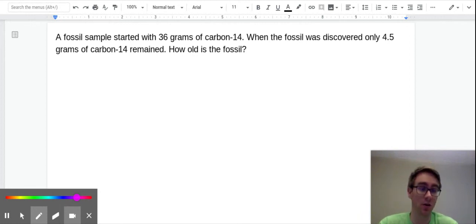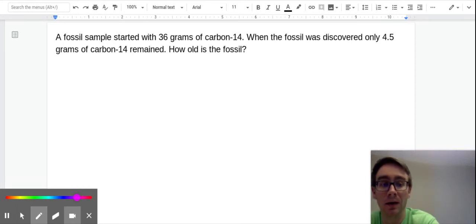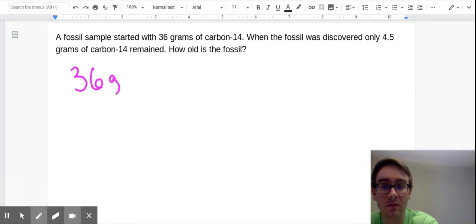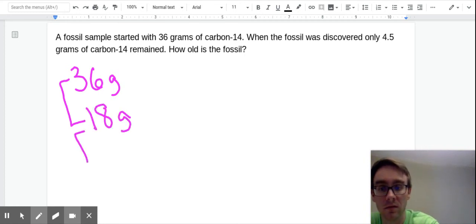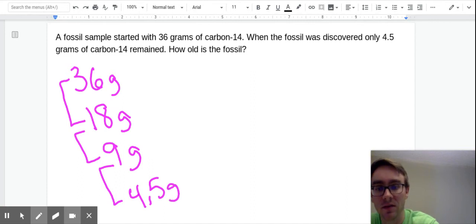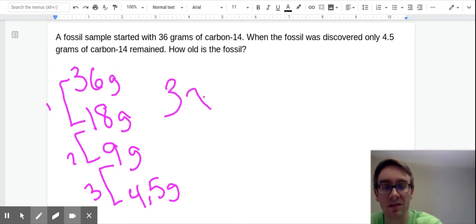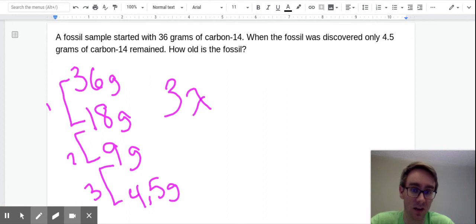All right, let's just go through that same technique again. Let's see how many half-lives. So 36 grams to go to one half-life would be 18 grams, down to 9 grams, 4.5 grams. So we have 1, 2, 3 half-lives that have occurred. But it doesn't want to know how many half-lives. It wants to know how old.